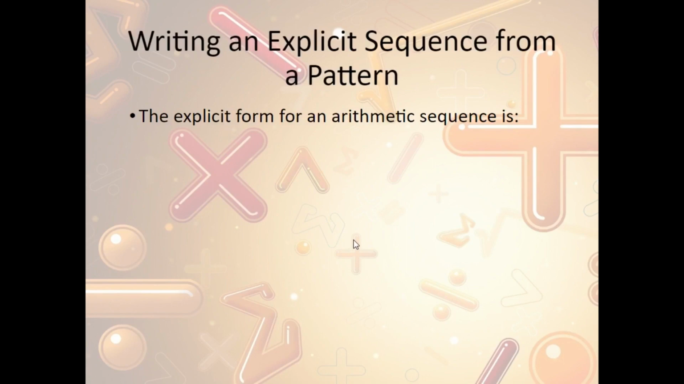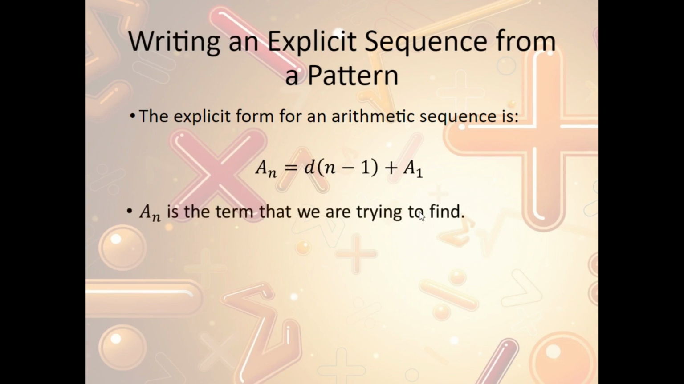Now, is that always easy to find? No, depending on the term, we don't want to have to keep calculating out. So the easiest way to do this is to write it in explicit form. So the explicit form for an arithmetic sequence is a sub n, meaning the value that we're trying to find, is equal to d, the common difference, times n, the number that we want, minus 1, plus the first term in the sequence. So a sub n is the term we're trying to find.